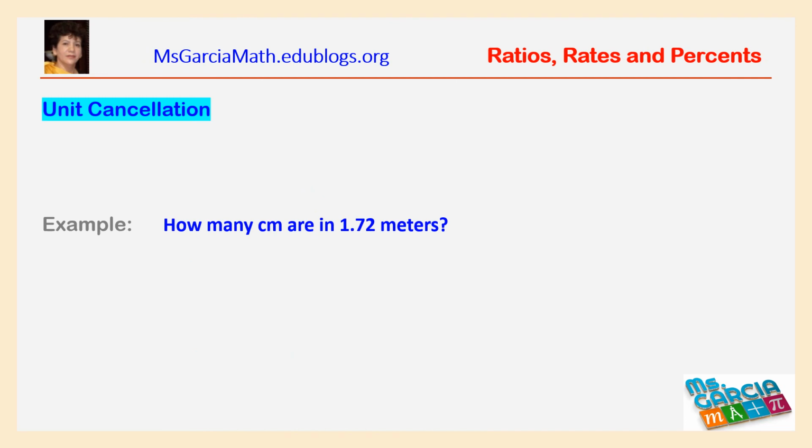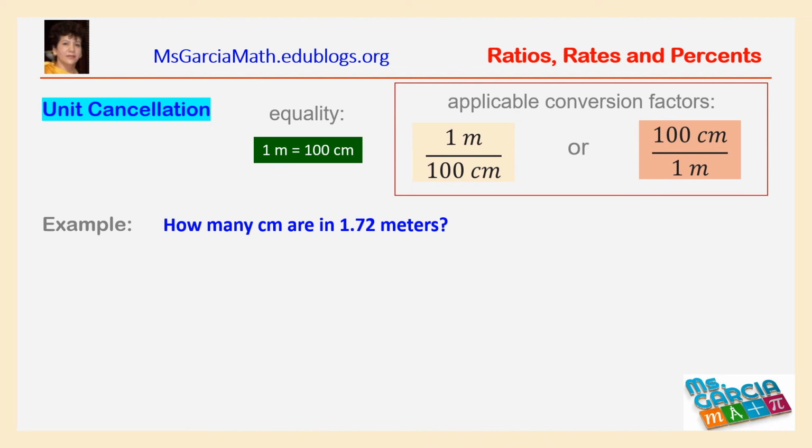Example: how many centimeters are in 1.72 meters? To solve this problem, we will use unit cancellation. Unit cancellation is just a method of converting numbers to different units. We always write conversion factors so that the unit we are changing from is on the bottom, so they cancel out. The answer is 1.72 meters equals 172 centimeters.